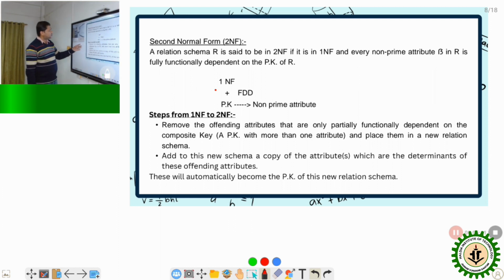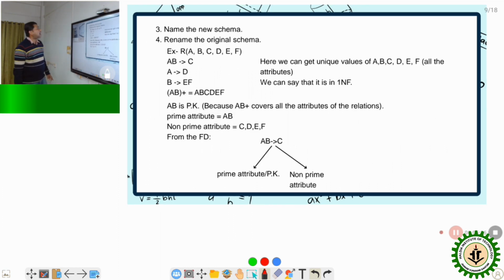So what are the procedures to convert from 1NF to 2NF? At first we will remove the attributes that are partially functionally dependent on the primary key. We have to remove that. So we will take an example. Here R is the relation. It consists of A, B, C, D, E, F.